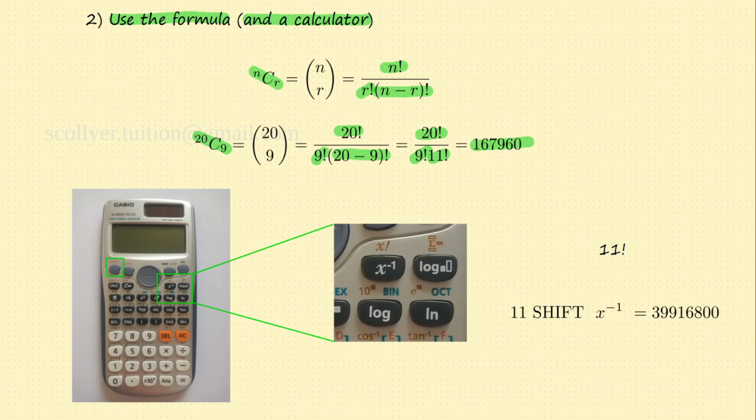On the same Casio calculator, we have an x factorial function, which is here above the x to the minus 1 button, and we get to x factorial using the Shift key. So to calculate 11 factorial, we use the key sequence 11 shift x to the minus 1 equals.